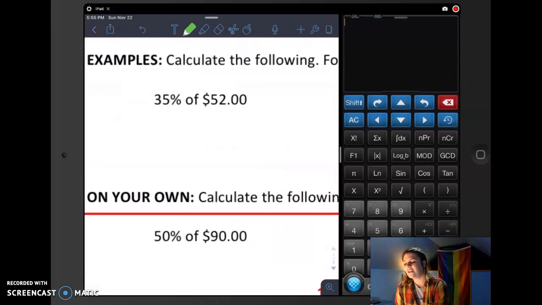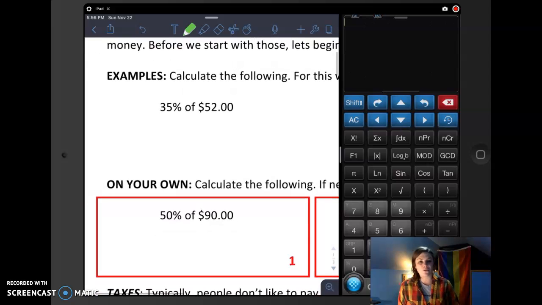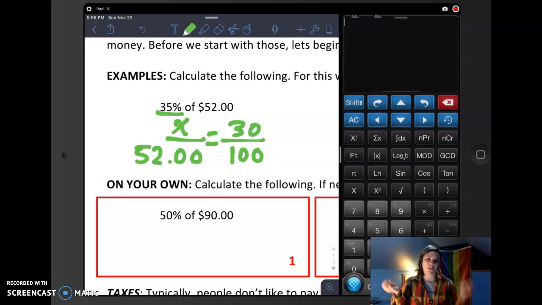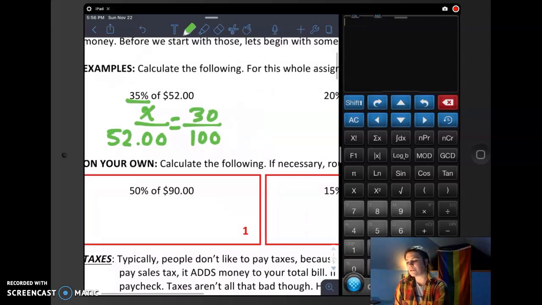So starting off, thinking about the is over percent over 100, it says calculate the following. So we want to find what is 35%. So remember, whenever you see a percent, it always goes over 100. And it says of $52. So of is on the bottom, and so therefore, we put 52 on the bottom. And what's left over is blank, or we use an X. We're going to cross multiply to solve this. So remember, you multiply across and then divide by the leftover.